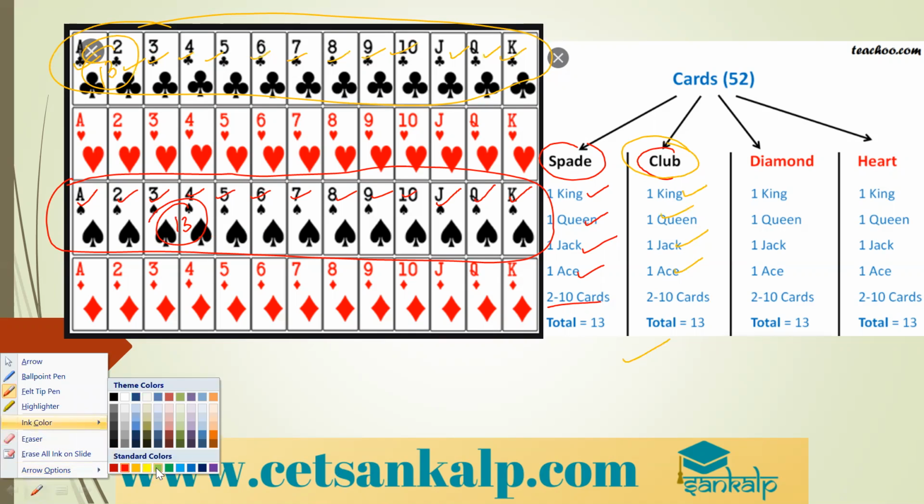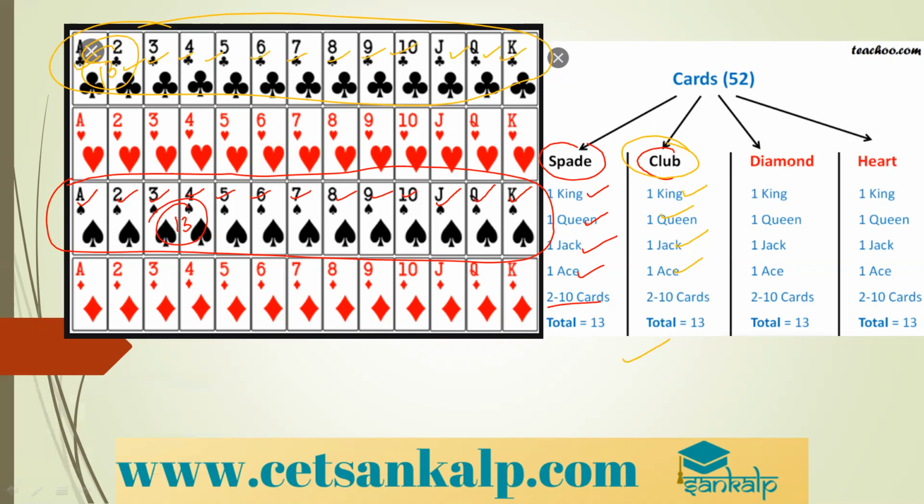Next, we will come to diamond cards. So these are diamond cards in the last row. Again, you have one king, one queen, and one jack. And then one ace card over here. Then 2 to 10 cards. 2, 3, 4, 5, 6, 7, 8, 9, 10. Total, there are 13 cards.